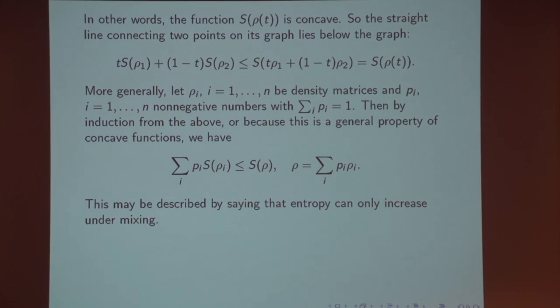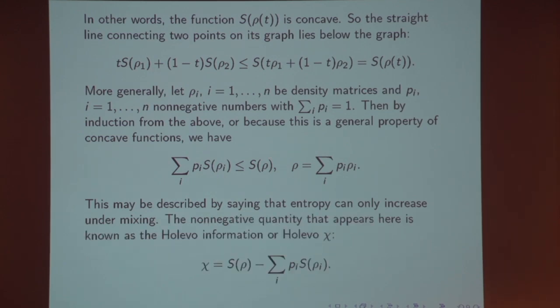The rho_i could have rank 1. Then their density matrices have 0 entropy. But rho is a mixed state, so its entropy is positive. So that's what this inequality means in that case. The difference of S of rho minus the linear combination is called the Holevo information, or Holevo chi.